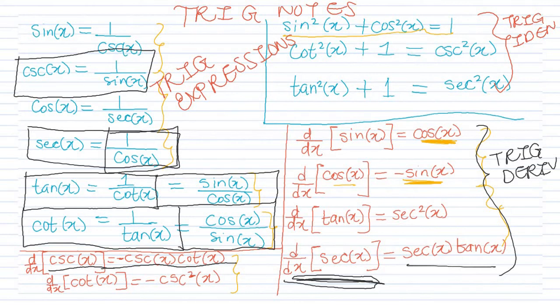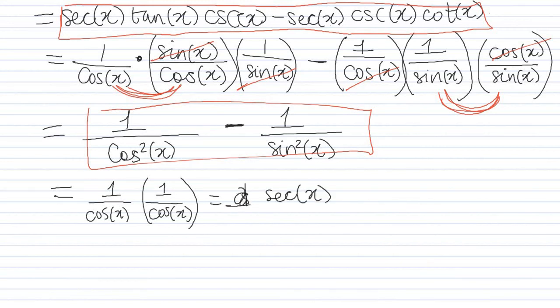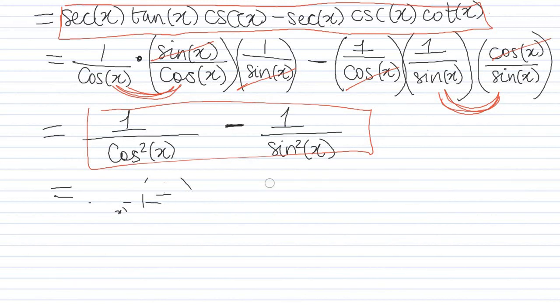But 1 over cosine x is the same thing as secant x. But then what does 1 over cosine square x represent? It's the same thing as saying 1 over cosine x and another 1 over cosine x. So that's the same thing as saying secant x multiplied by secant x. And what was that going to give you? You're going to get secant square x. So 1 over cosine square x is the same thing as secant square x.